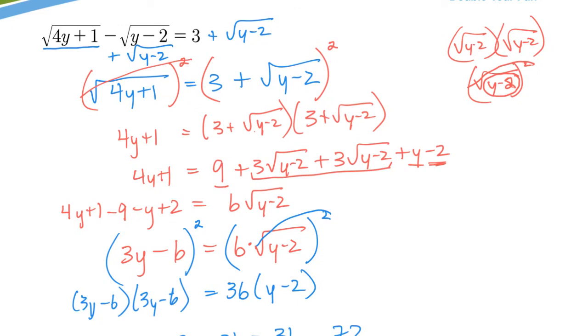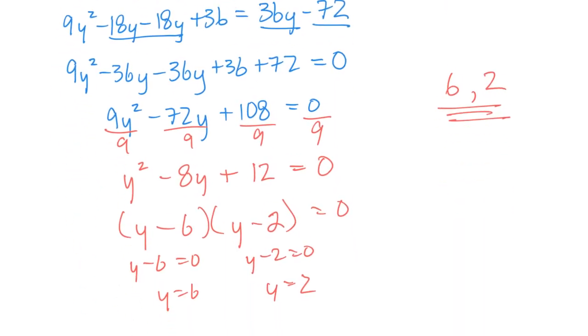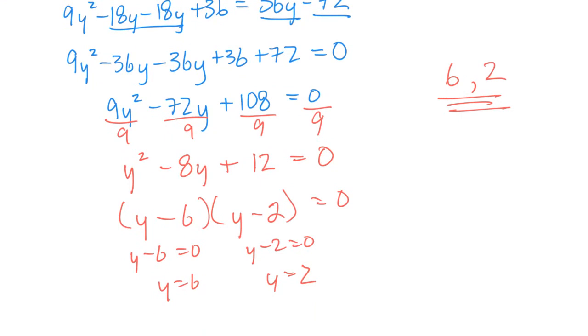Okay, I'm just going to try and do this mentally. 6 there: 4 times 6 is 24 plus 1 is 25, square root of that is 5. I'm putting a 6 in here. 6 take away 2 is 4, square root of 4 is 2. 5 take away 2 is 3. Yes, 6 works. 6 checks out.